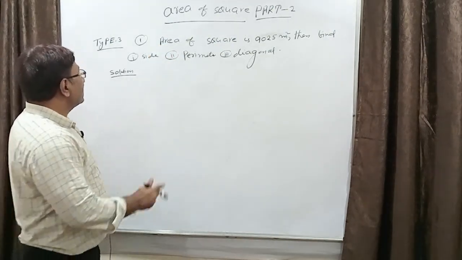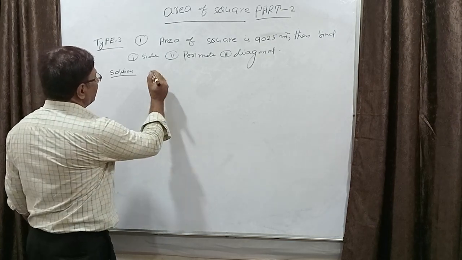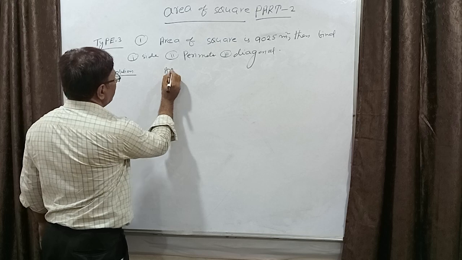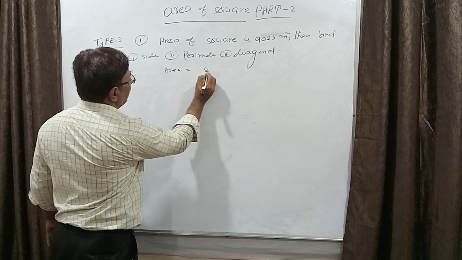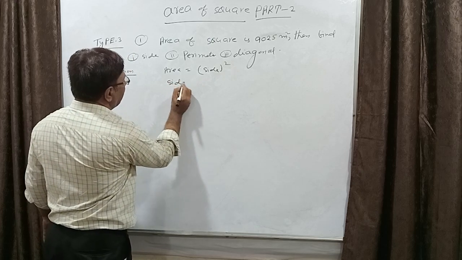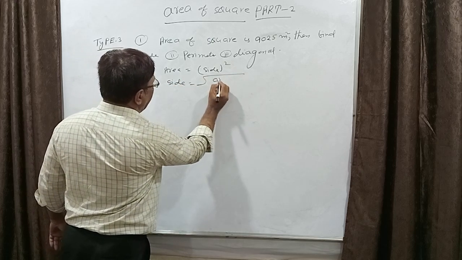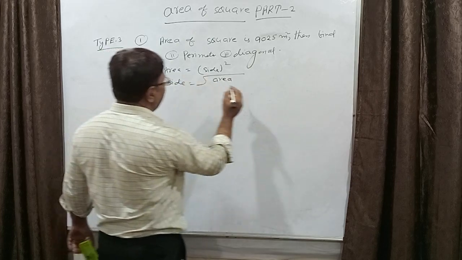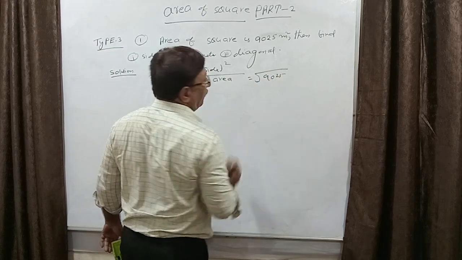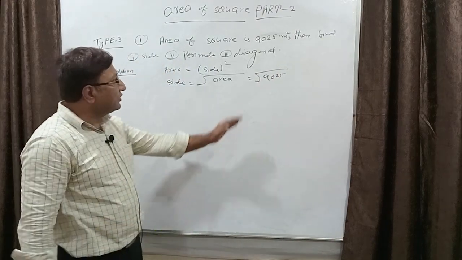You know the side formula we have already discussed. Area of a square equals side square. So if we need side, then side equals the square root of area. And here the area given is 9025. So we have to find the square root of 9025.